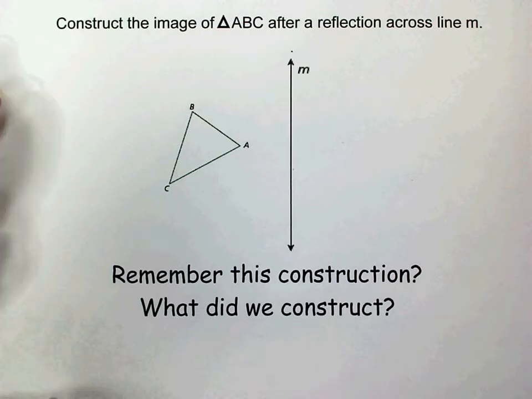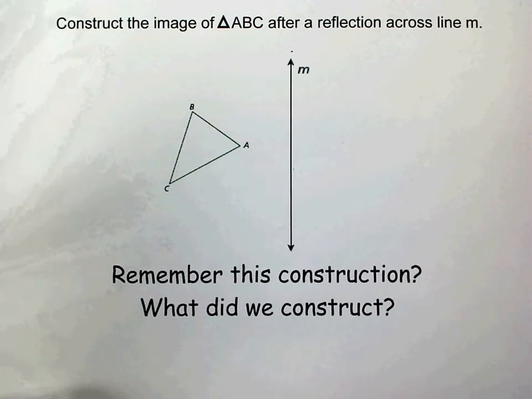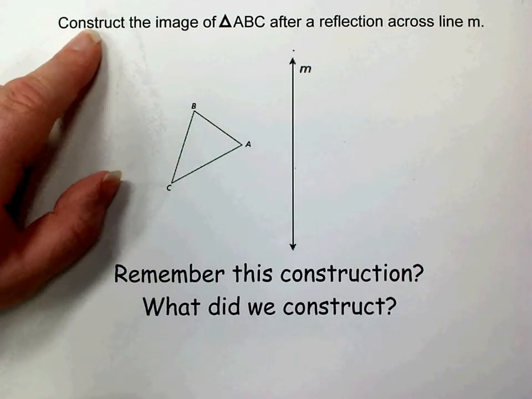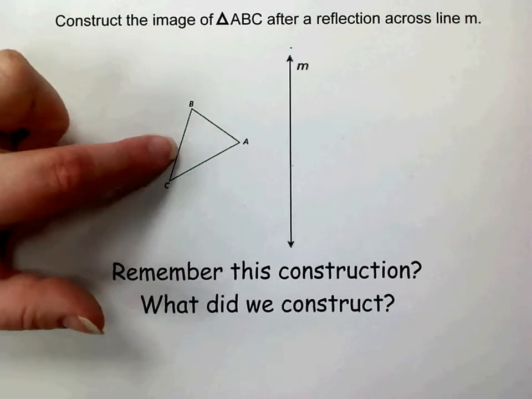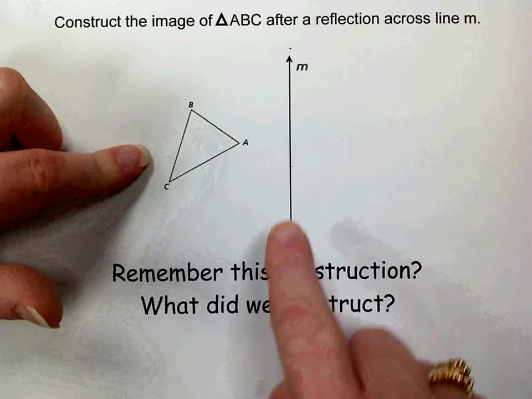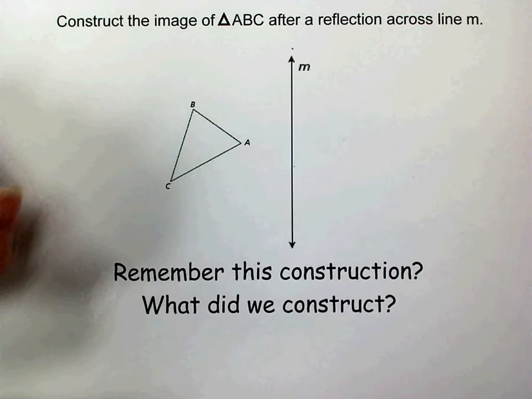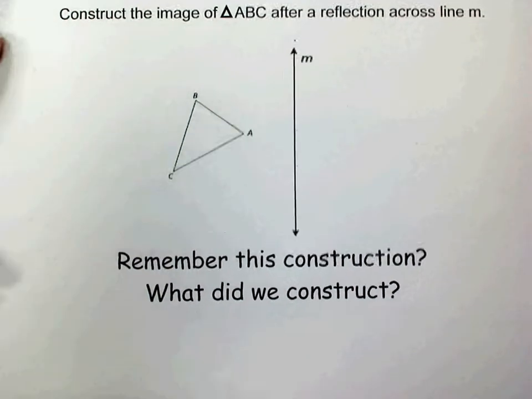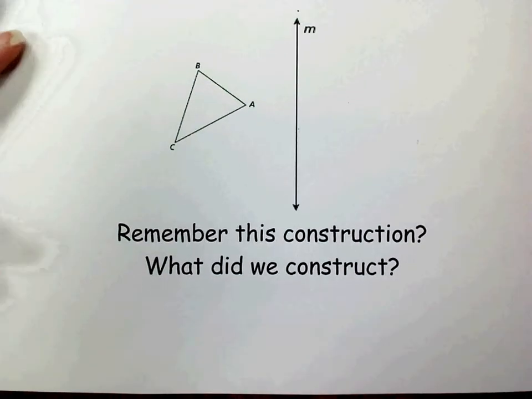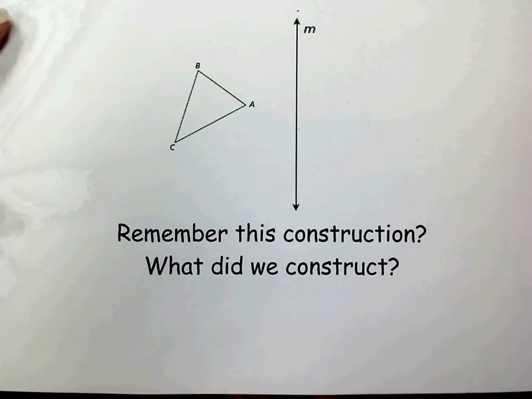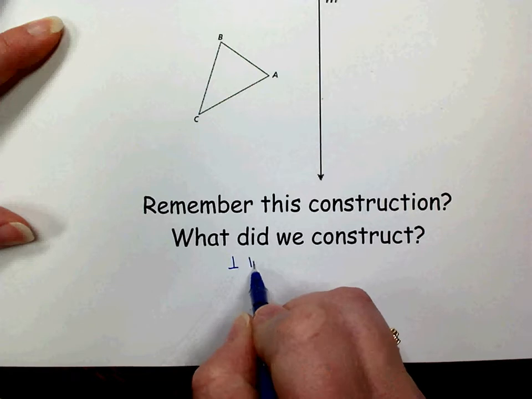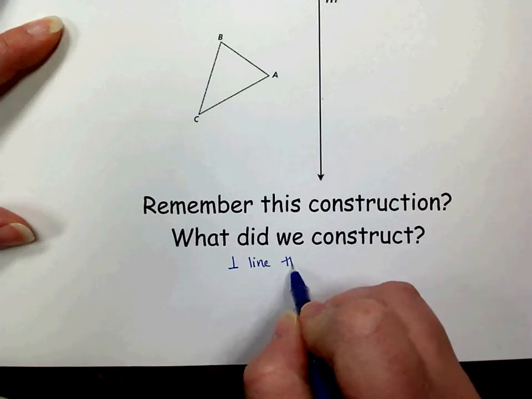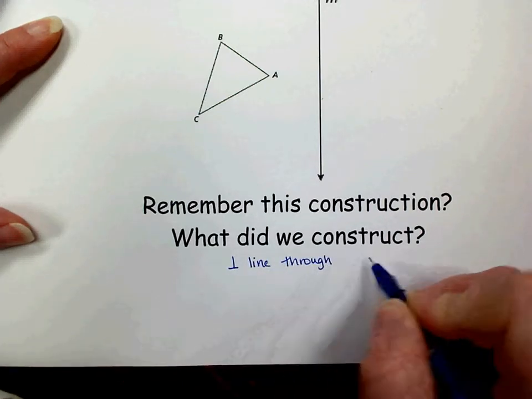This video is a review of what we learned last week when we were talking about reflections. So this is a construction, so that means you need your compass, and we're going to construct the image of this triangle ABC after it's reflected across the line that's given, line M. So do you remember this construction and what construction we had to do? It was one of the very first constructions that we learned, and it is for a perpendicular line through a point that's not on the line.